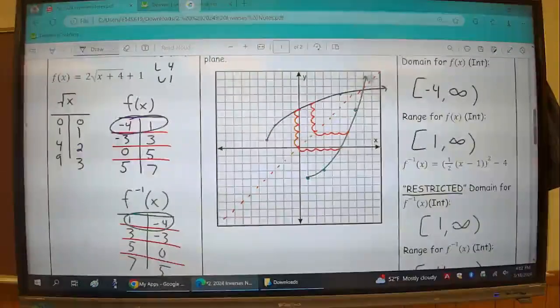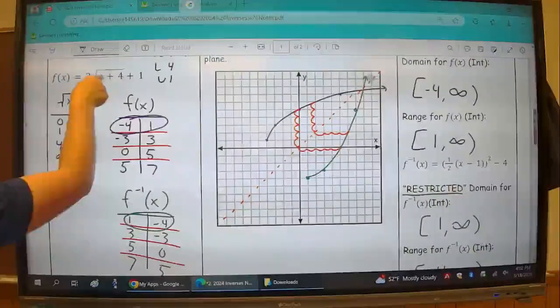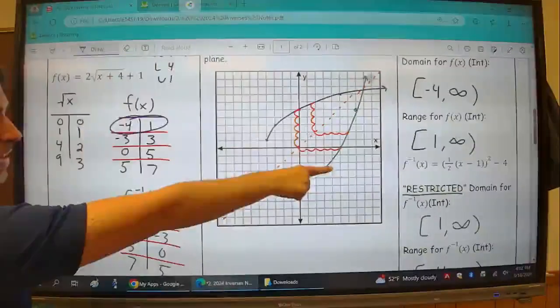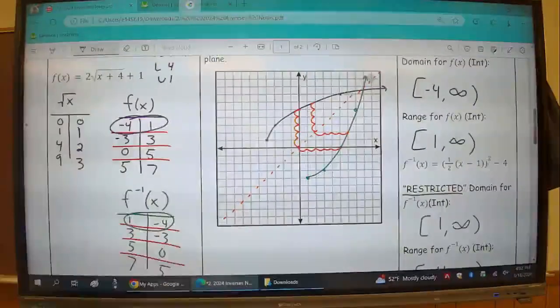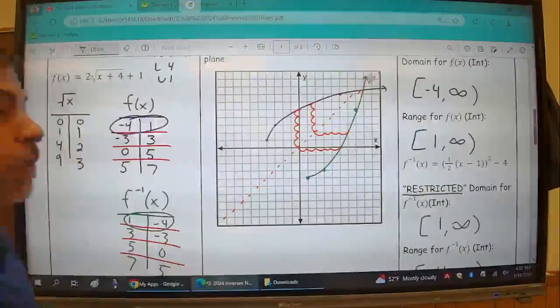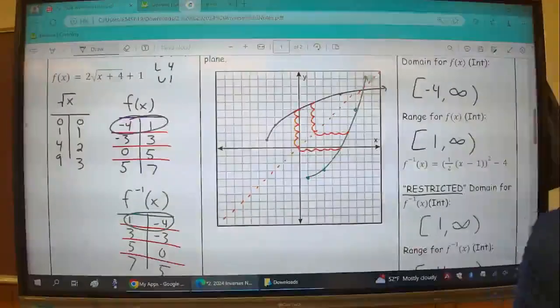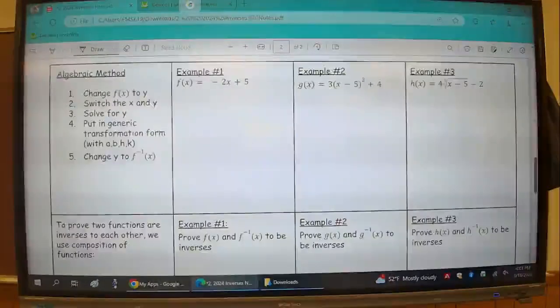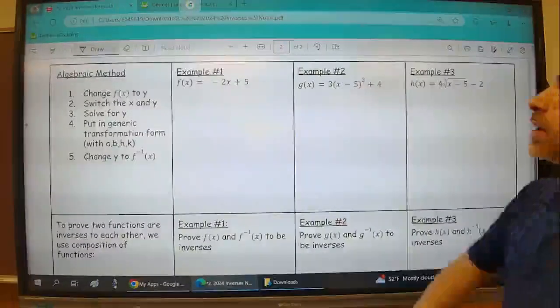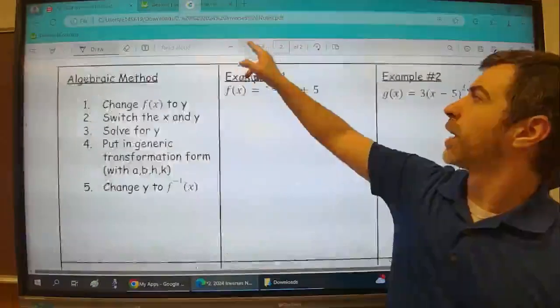But the question now is, if you give me this function, how did I get that? How do I know that's the answer? Yes, it has all the inverse operations, but how do I know that is what I should have gotten? To do that, we have to think algebraically. So let's do that. Let me zoom in on example 1 and the directions.